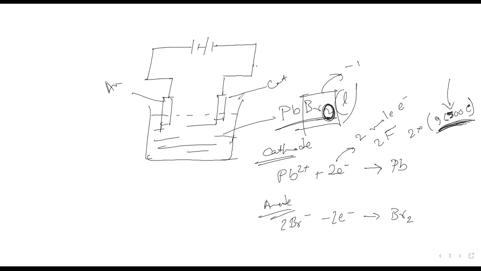So same goes for, let's say, if here instead of PbBr2 liquid, we had a solution, let's say sodium chloride, NaCl. At that moment we will have more than two possible ions. Na plus is one ion, Cl minus is the other ion. And for aqueous, for water, there is H plus and OH minus. So these are the actual ions present in the solution.